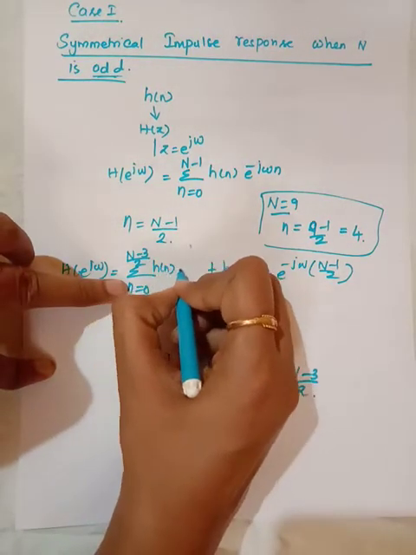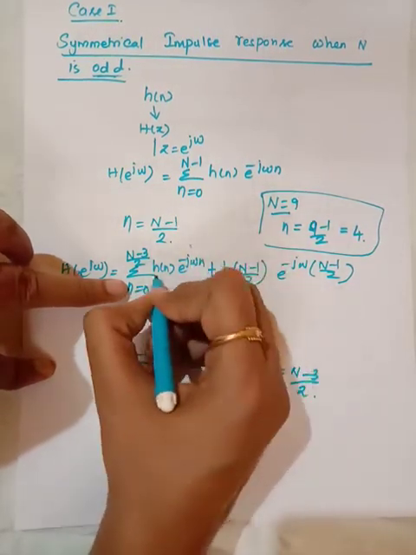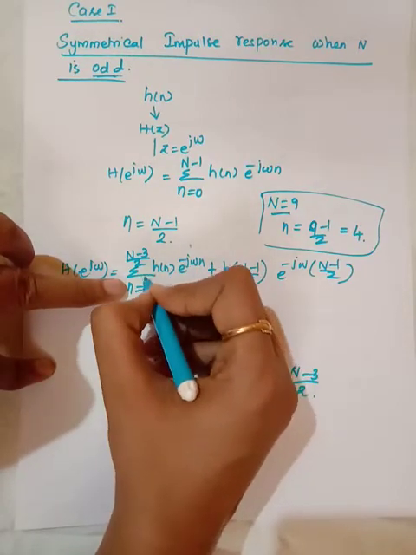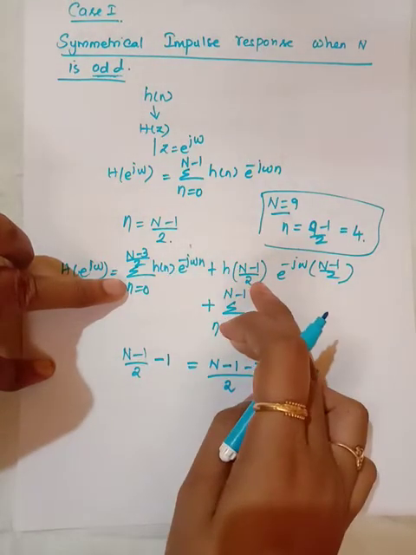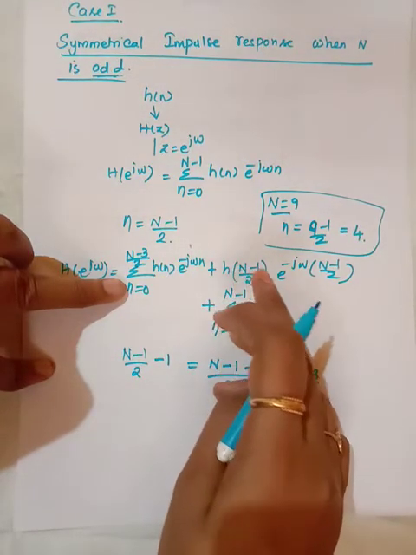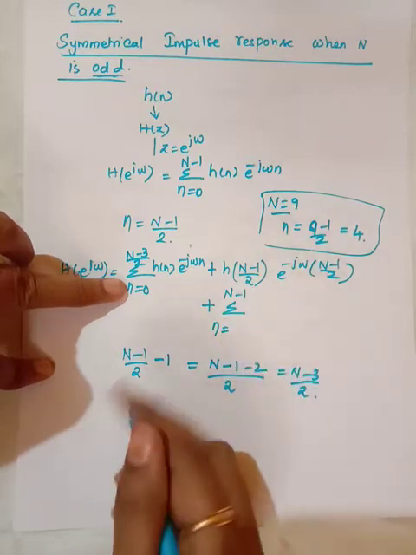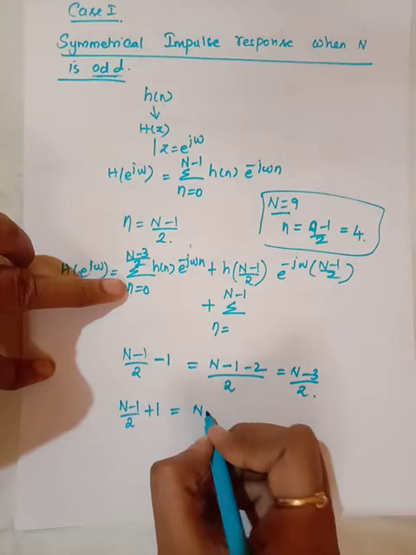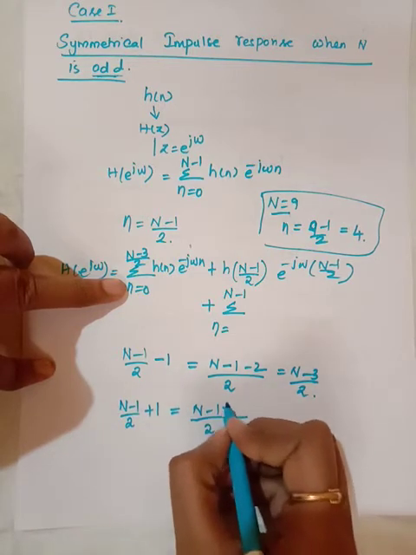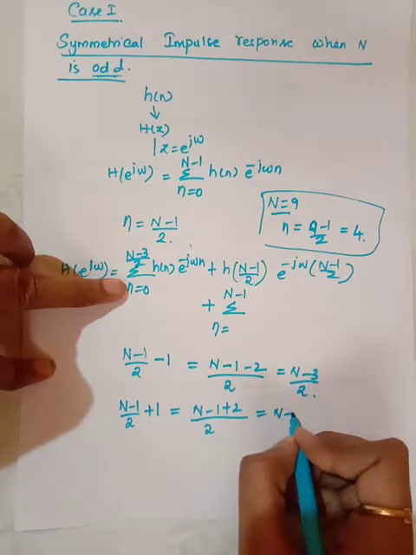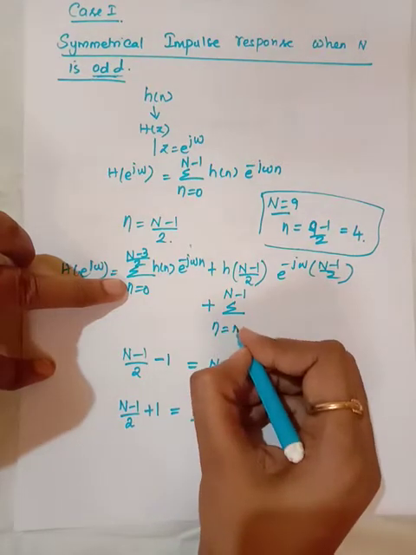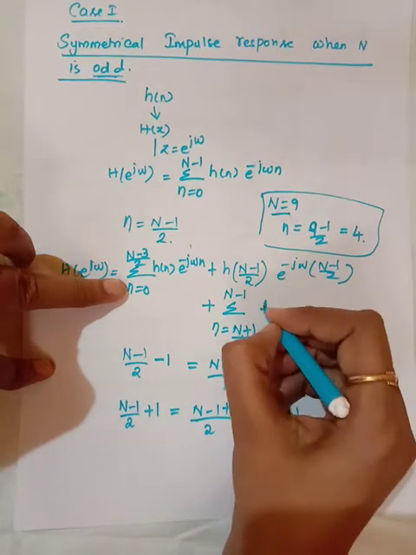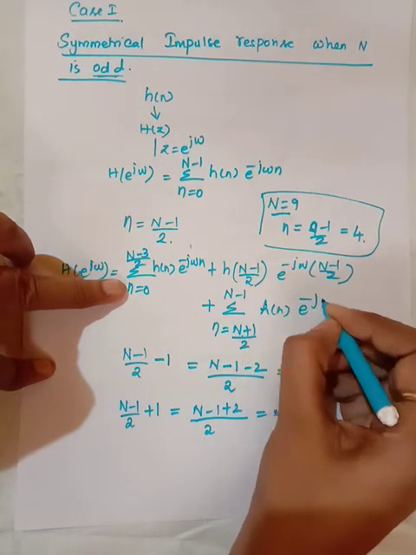Here h of n e power minus j omega n. Here there is no need to substitute any value, because this varies when this summation varies. Okay, then plus center of symmetry. Here h of (N minus 1) by 2, the next sample is (N minus 1) by 2 plus 1, right? So here (N minus 1) by 2 plus 2, which is equal to (N plus 1) by 2. So here the n varies from (N plus 1) by 2 to N minus 1. So h of n e power minus j omega n.